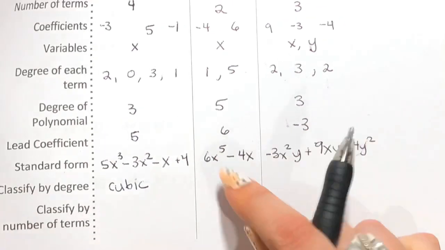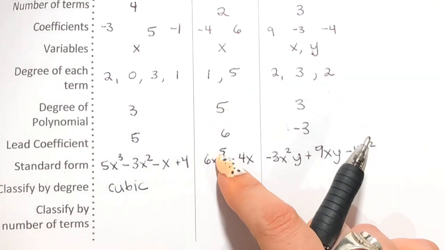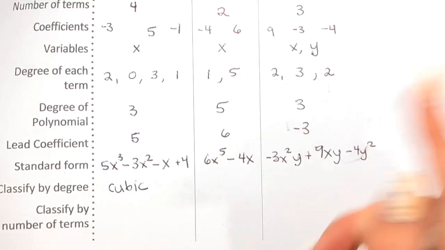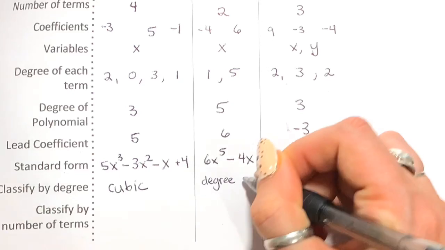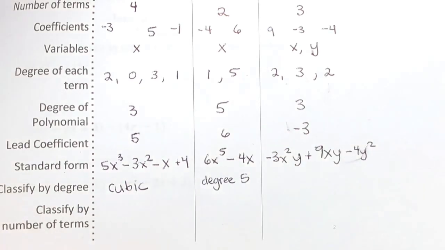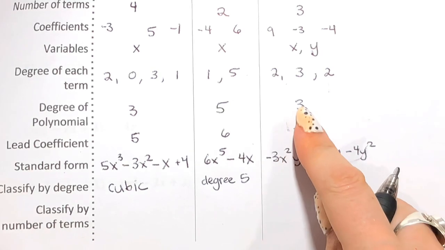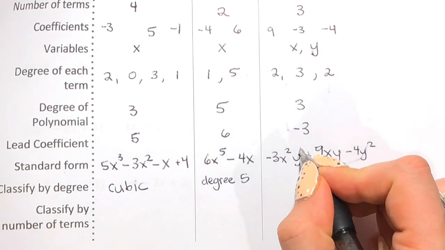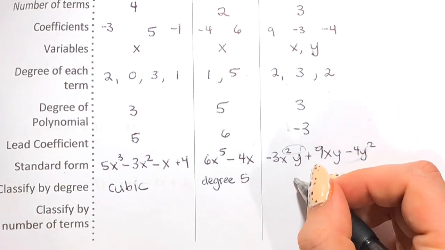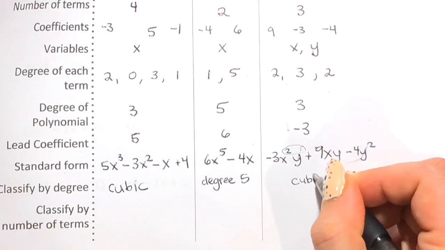And then for this one, the degree was a 5 for our highest degree. So again, anything 4 or bigger, you just say degree and then whatever the number is. It's not very original, is it? Okay, and then on this one, our highest degree was a 3 again. Remember, when we added these two together, it made a 3. So we would call this a cubic.